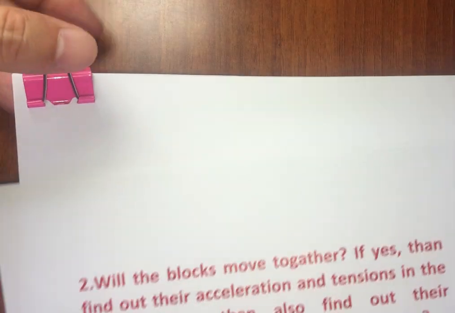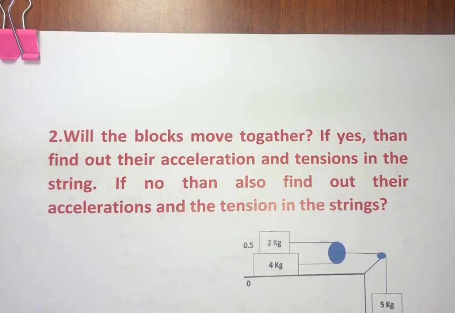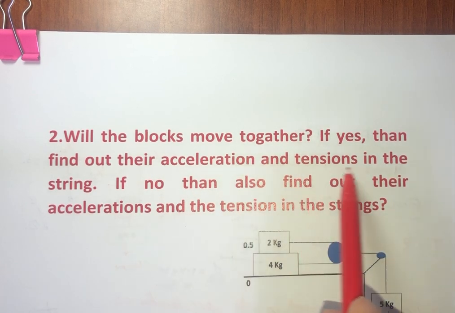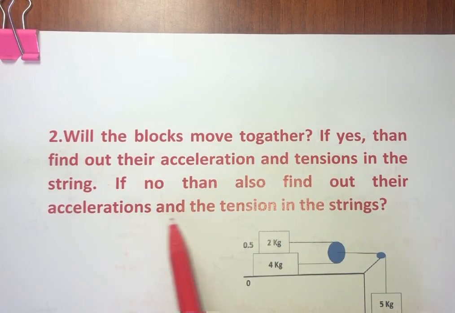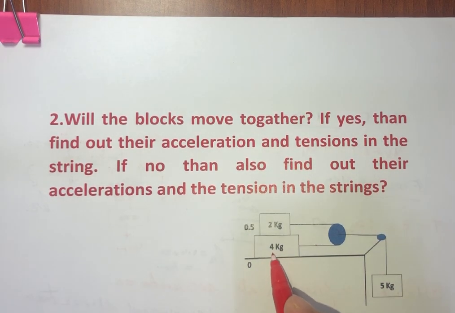Next we have the second question, which says that will the blocks move together? If yes, then find out their acceleration and tension in the string. If no, then also find out their acceleration and tension in the string. So we have two blocks, 2 kg and 4 kg. Between 2 and 4 there is a coefficient of friction of 0.5 connected by a string with a movable pulley, and there is a fixed pulley connected with 5 kg, and there is no friction between 4 and the ground.